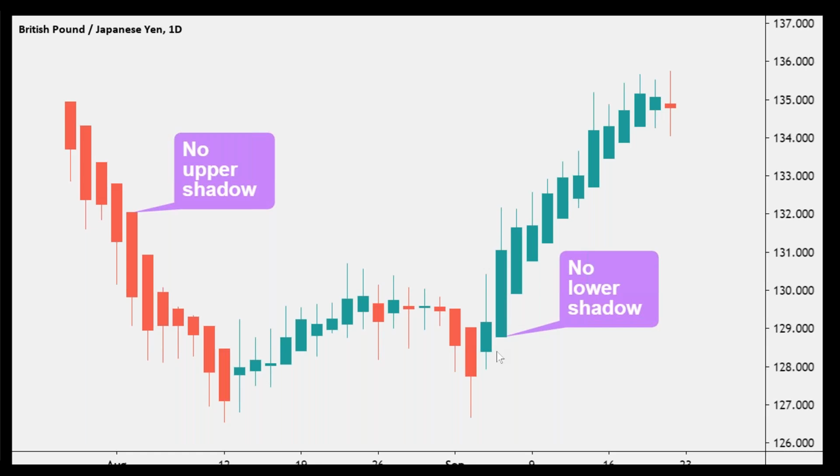Which platform? The platform is Thinkorswim that I'm going to be looking at today, but the candlesticks are going to be on any platform.